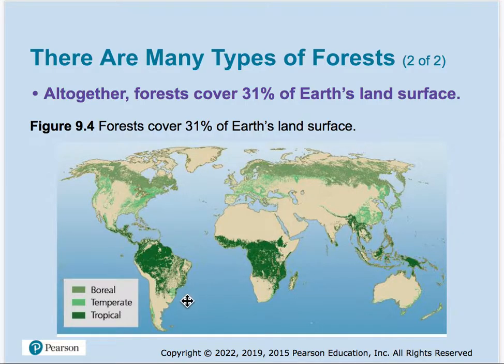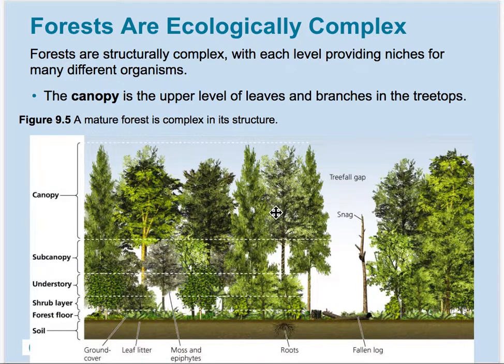Forests in general cover about 31% of the Earth's surface. And there are different parts of a forest. I need to stop saying rainforest, but of a forest. The top part is the canopy, and then underneath there is the sub canopy, the understory, and then the forest floor and the soil.